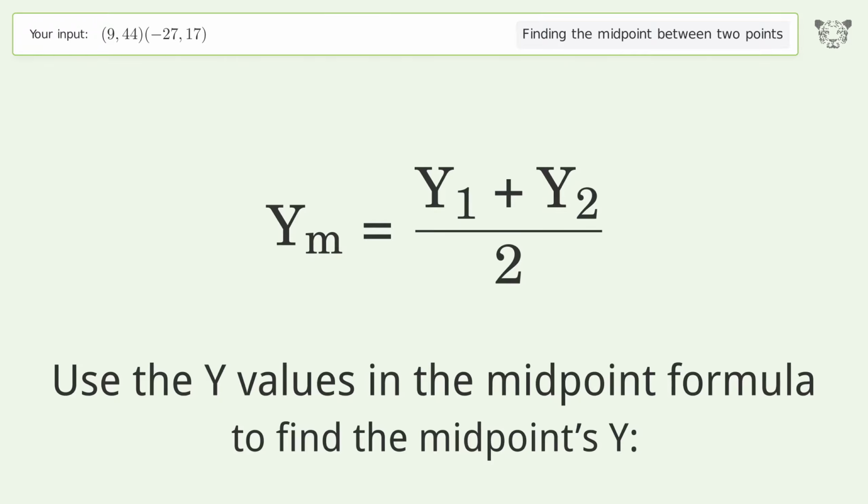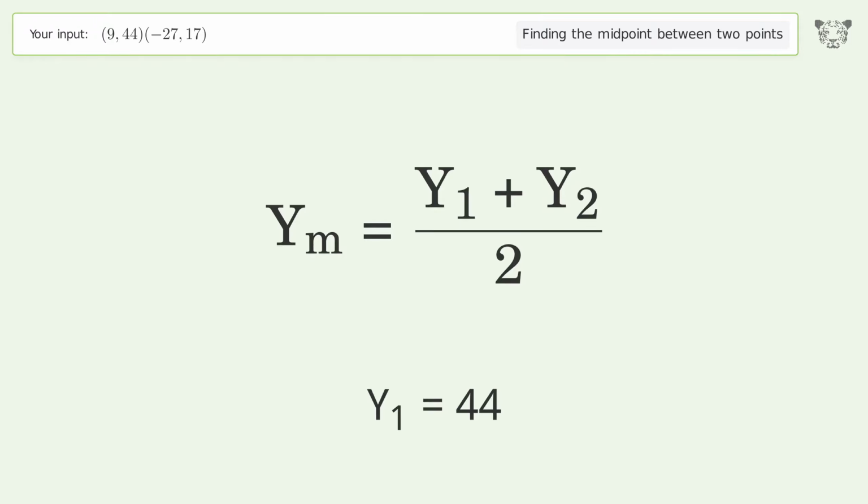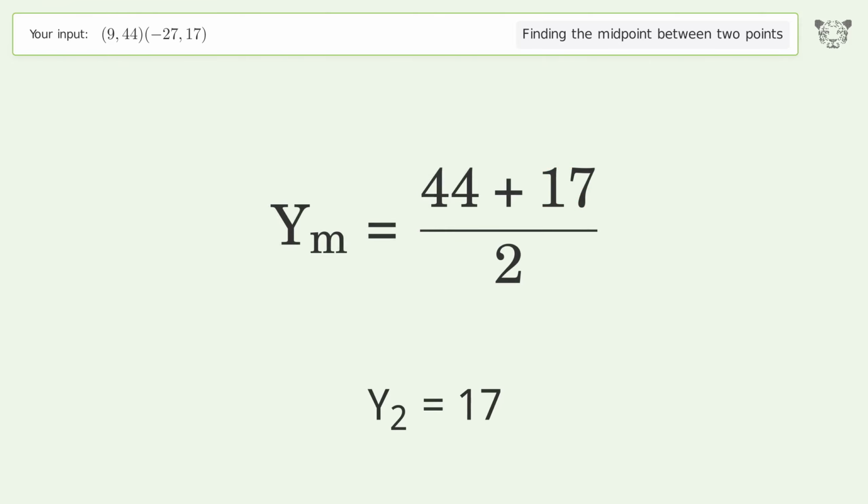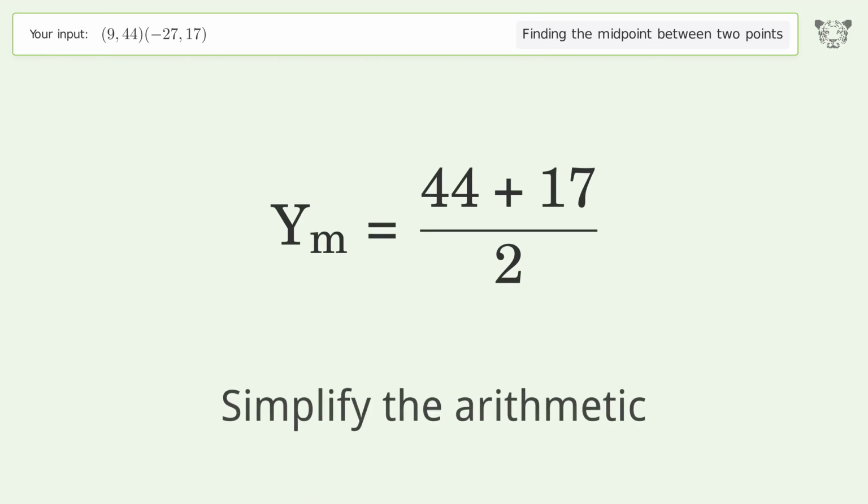Use the y values in the midpoint formula to find the midpoint's y. y1 equals 44. y2 equals 17. Simplify the arithmetic.